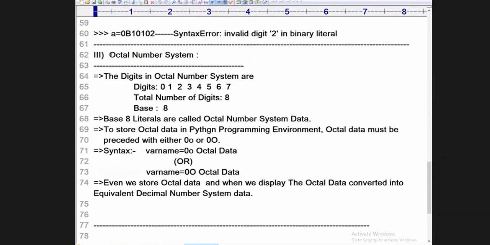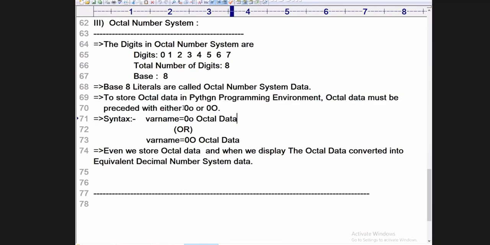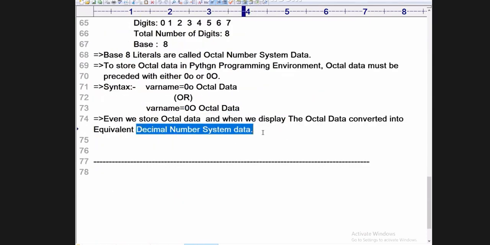Octal number system also, today we are going to see its conversion. The digits in the octal number system are 0 to 7, and the total number of digits is 8. The base is 8. Base 8 literals are called octal number system data. To store octal data in the Python programming environment, octal data must be preceded with 0o or 0O. Variable name is equal to 0o octal data. Even if we store octal data, we get the data in the form of the decimal number system.